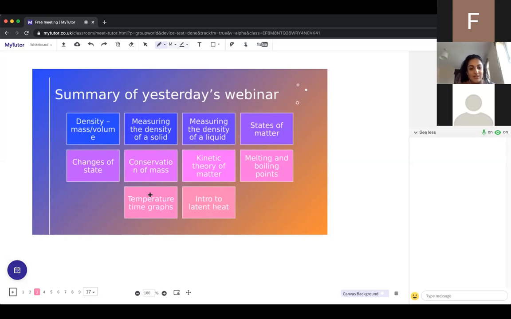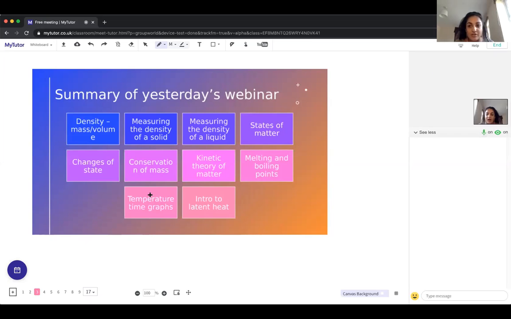Then we went on to look at states of matter, which was kind of a nice refresher from year 7, year 8 science, which is solids, liquids and gases, how they're structured. Then we took it a little bit further and talked about the changes of state, so evaporation, boiling, melting, all those changes of state. And we talked about the conservation of mass, which is this weird idea which we kind of knew all along, but haven't really thought about in depth. And it's this idea of the conservation of mass.